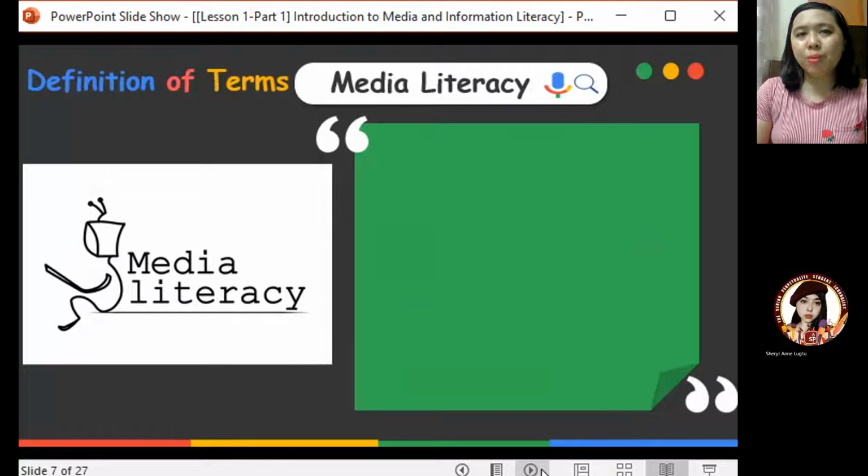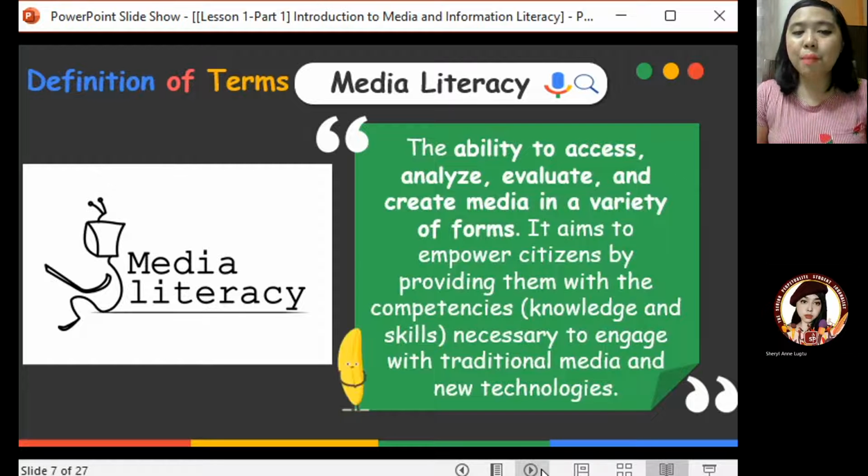Now, what about when you say media literacy? I know that by now we are done defining terms such as media, information, and literacy. Now, what if you combine these words? Of course, we all know that when we combine words, we come up with another term that has a varied meaning. So when you say media literacy, this is the ability to access, analyze, evaluate, and create media in a variety of forms. Take note, in a variety of forms, meaning there is a wide range of choices when it comes to media literacy. And it aims to empower citizens by providing them with the competencies, knowledge, and skills that are necessary to engage with traditional media and new technologies.